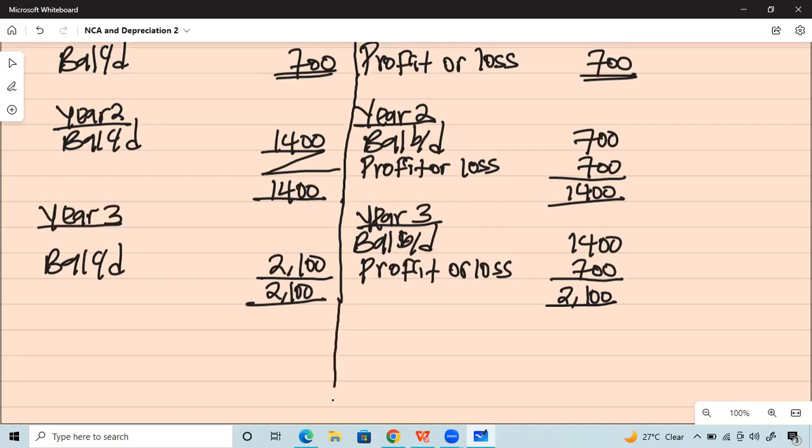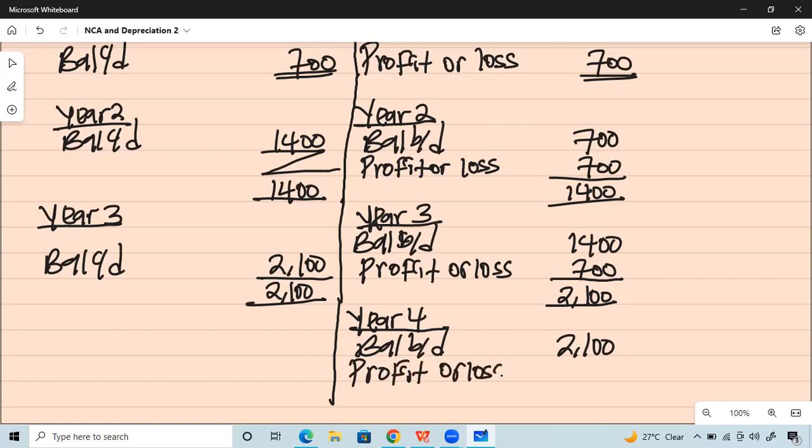Then you go again to the final one, year four. The balance brought down is 2,100. What is the depreciation that you are going to charge for the final year? It's still the same amount, since we are using the straight line method, profit or loss. If you are using the straight line method, the depreciation is going to be the same throughout the useful life of the asset. So this is 2,800. This is year four. Balance.